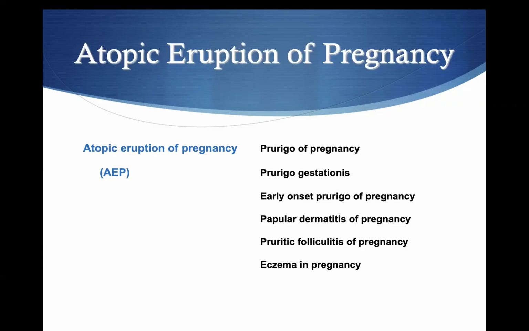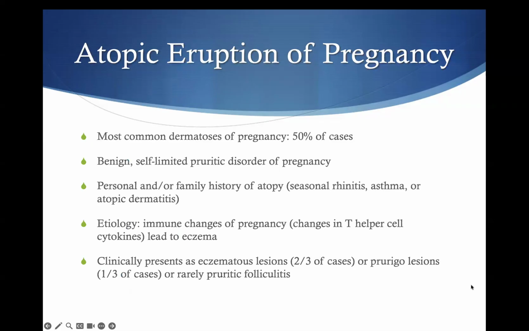And then lastly, we'll talk about the atopic eruption of pregnancy, which you can see has previously gone under a lot of different names. This is probably the most common of the three, comprises up to 50% of cases of dermatoses of pregnancy. It's considered a benign, self-limited pruritic disorder of pregnancy. There's often a personal or family history of atopy, such as seasonal rhinitis, asthma, or atopic dermatitis.